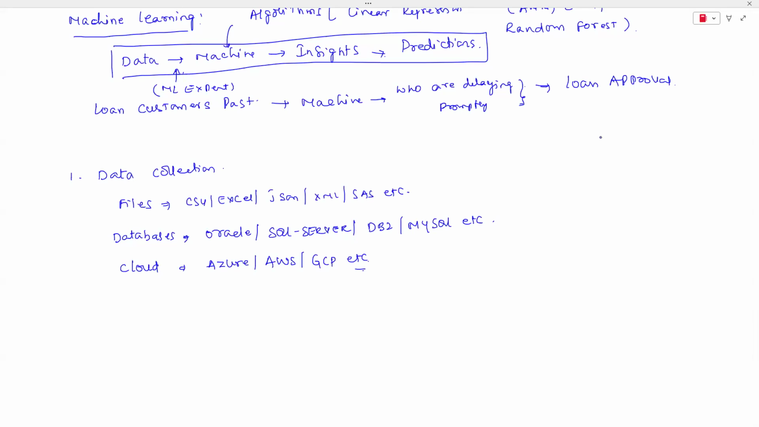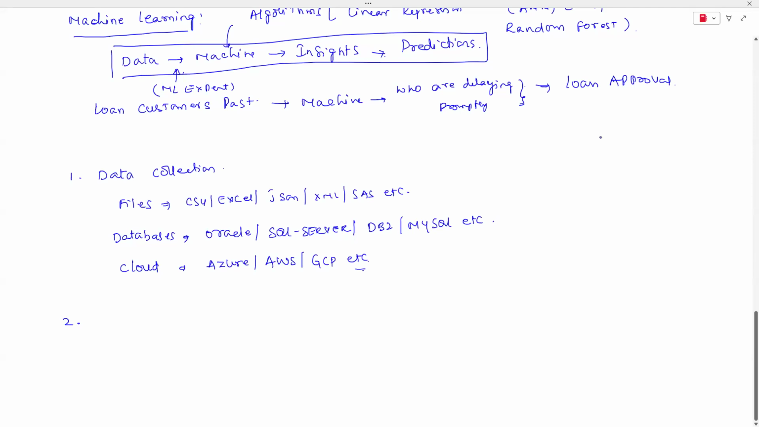So first of all, we have to collect the data. What data do we have to give to the machine? Where is the data? Maybe the data is in files. Maybe some of the data may be in a database. Some of the data may be coming from a cloud. So this is data collection, guys. Second step.